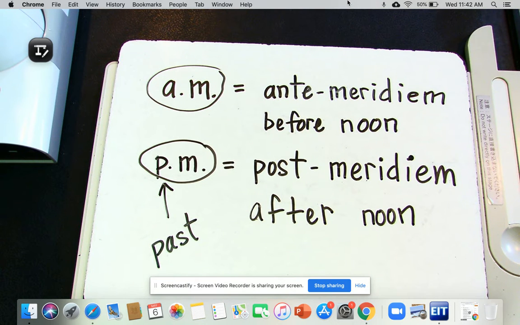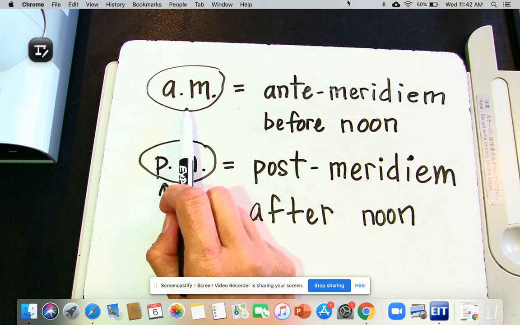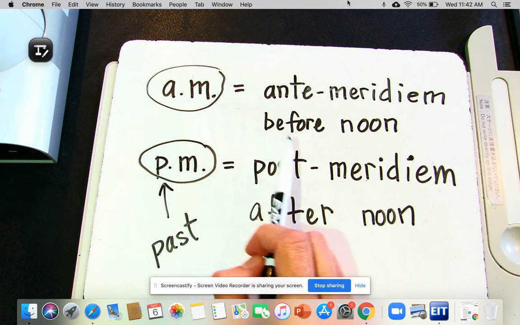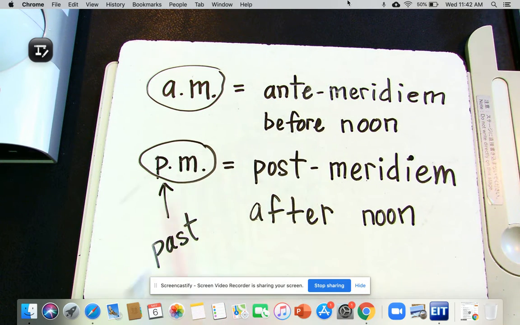So if I said that I was eating breakfast, would that be 9 o'clock AM or 9 o'clock PM? If I was eating breakfast, that would be 9 o'clock AM, right? Because that would be in the morning before noon. It wouldn't be 9 o'clock PM. That's when Miss Taylor would be getting ready for bed, 9 o'clock PM.